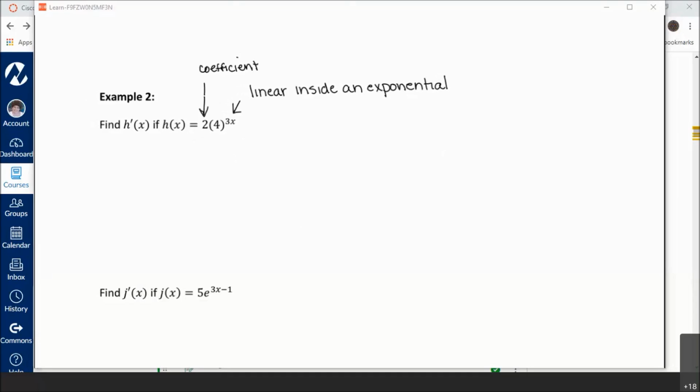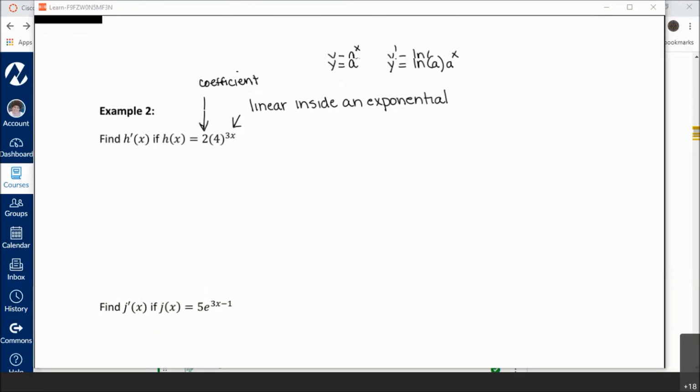Then I'm going to differentiate the outer part, which is the 4 to the 3x, and I'm not going to mess with the 3x. If you remember how exponentials work, let me put it up here. If I have y equals a to the x, then I have y prime equals ln of the base times the same exponential. Remember that from last time?